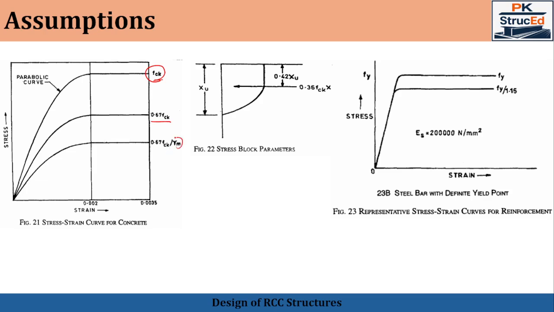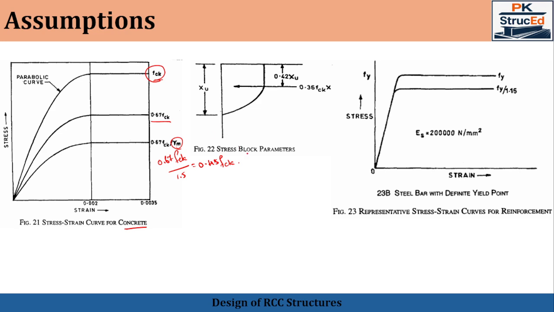So this gamma m represents the partial safety factor for material. In this case, we are considering concrete, so it will be taken as 0.67 fck divided by 1.5, which comes as 0.45 fck. So this reduction ensures safety against material variability as well as conservative design at the ultimate limit state.